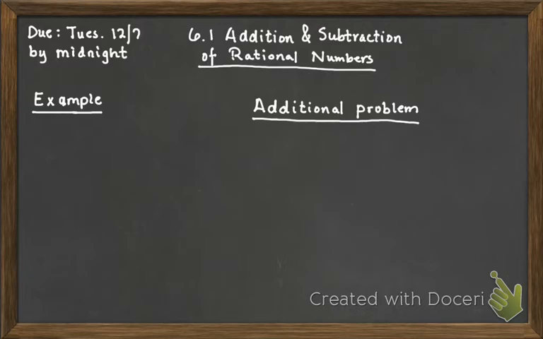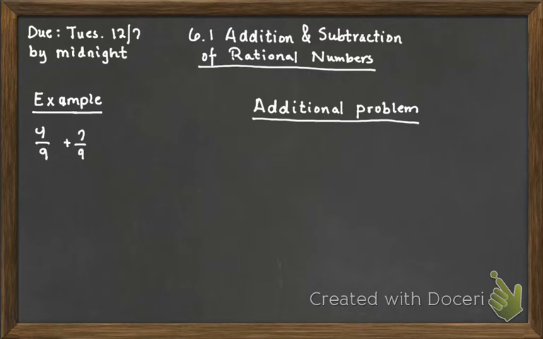Okay, let's move on. 6.1 is addition and subtraction of rational numbers. Now, rational numbers are fractions, so you know that when you add and subtract fractions, the one thing that you need to look for is a common denominator. In example 1, we have 4/9 plus 7/9.